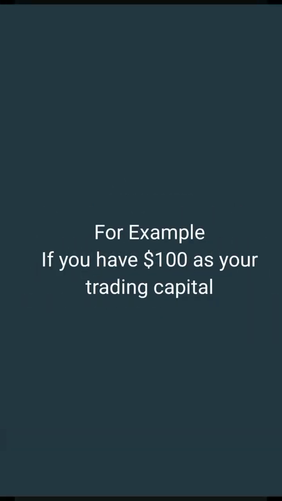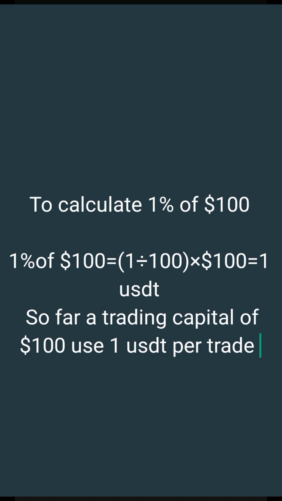For example, if you have $100 as your trading capital, to calculate 1% of $100, 1% of $100 equals 1 divided by 100 times $100 equals 1 USDT. So for a trading capital of $100, use 1 USDT per trade. If you're having $100 as your trading capital, we recommend you as a new beginner trader to always use 1%, which is 1 USDT per trade.